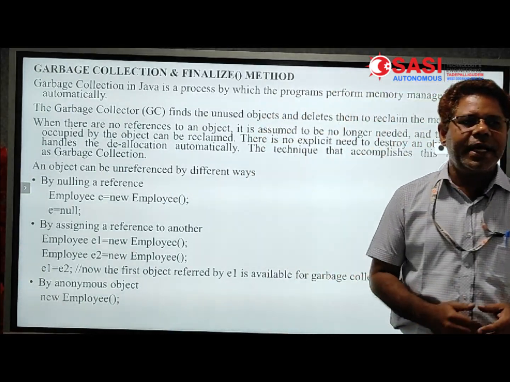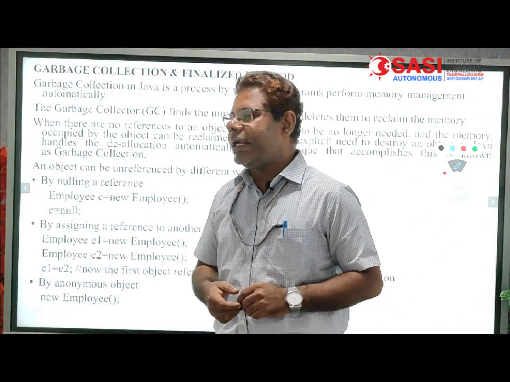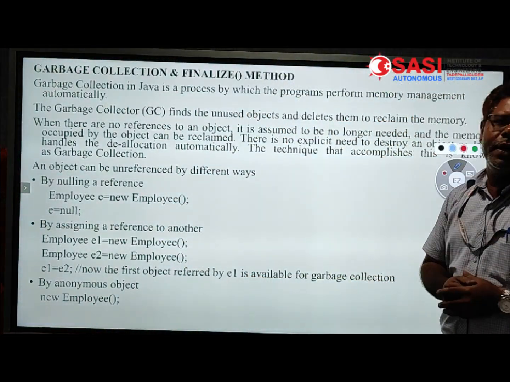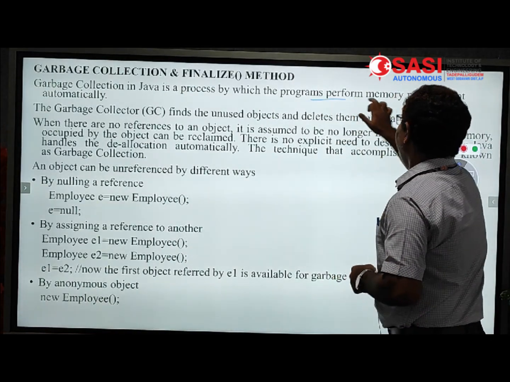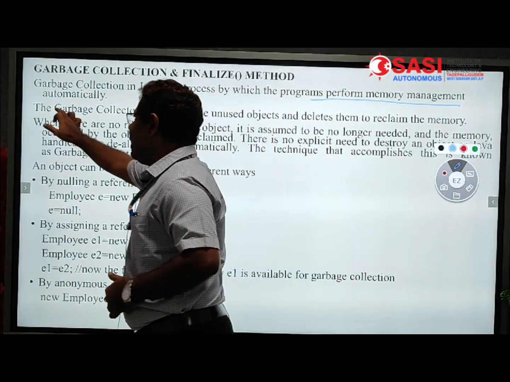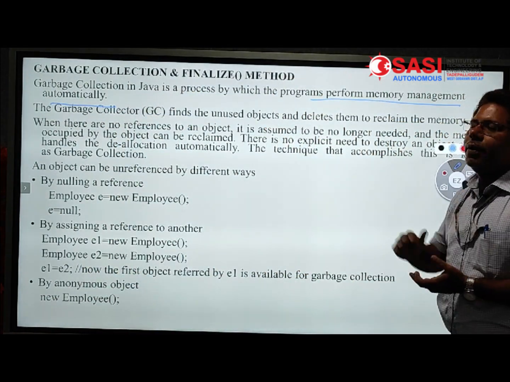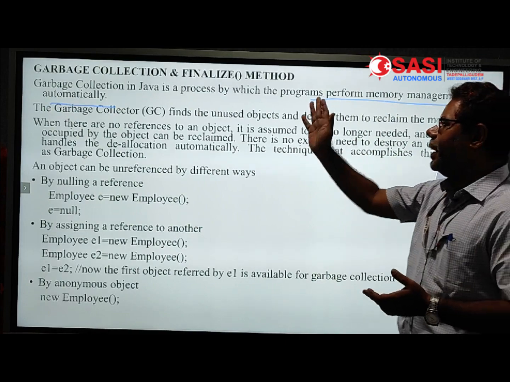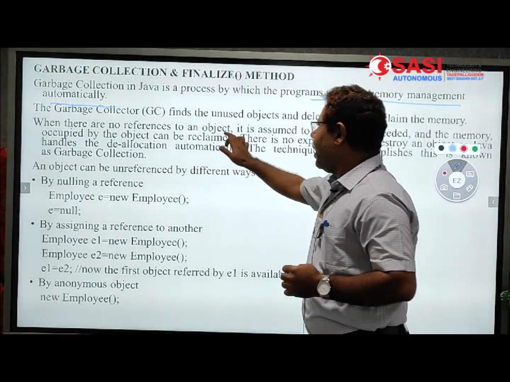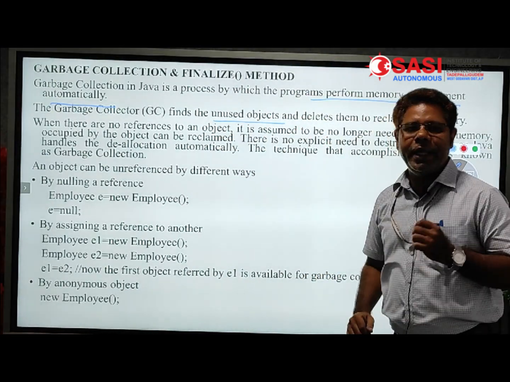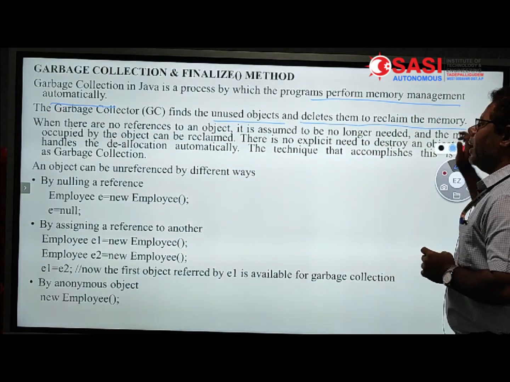Next one, garbage collection and the finalize method. So what is garbage collection in Java? In Java, the purpose of garbage collection is to perform memory management automatically. To perform memory management automatically, we use the concept of garbage collection. The garbage collector's purpose is finding the unused objects and deleting them to reclaim the memory.